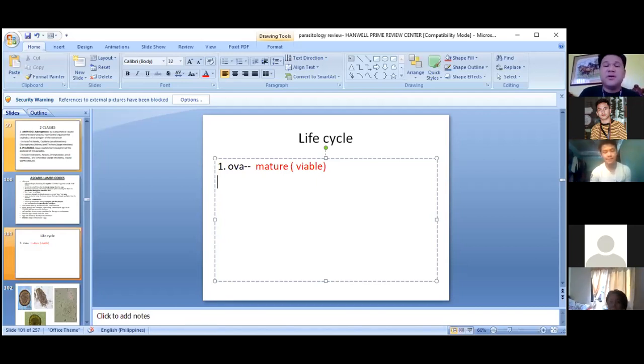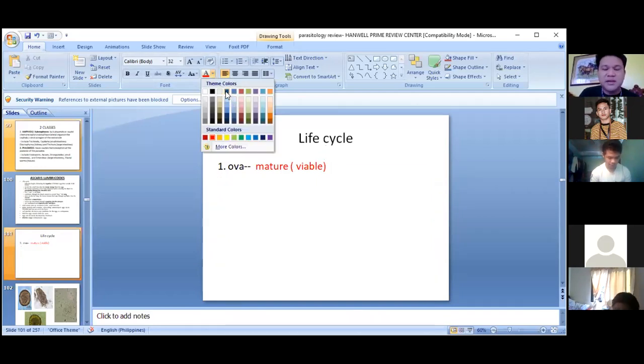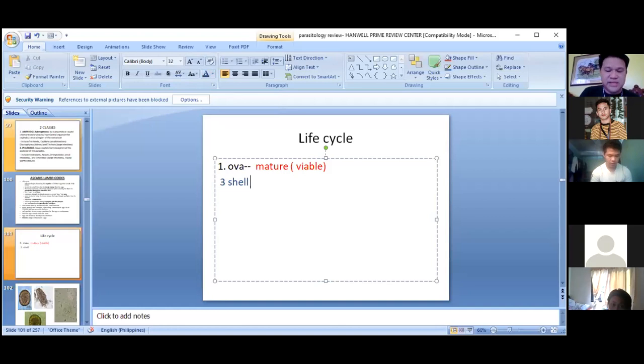Okay, so what do you need to know about the ova of Ascaris lumbricoides? It has three shell layers. Can you guys hear me loud and clear? It has three shell layers.